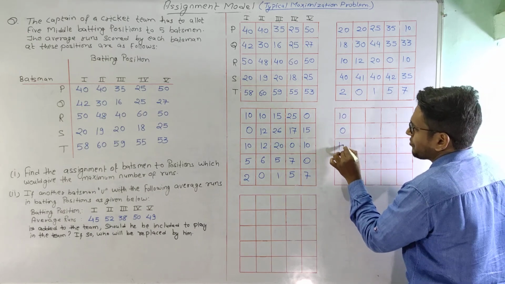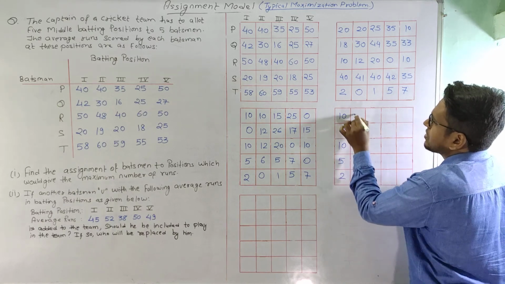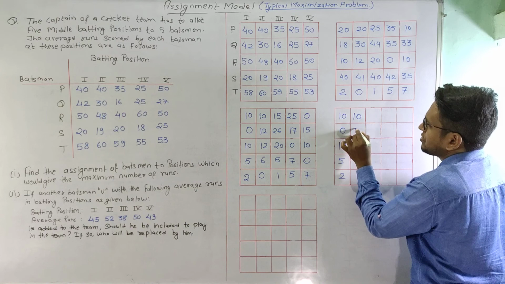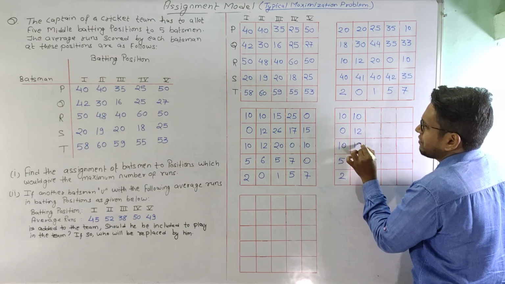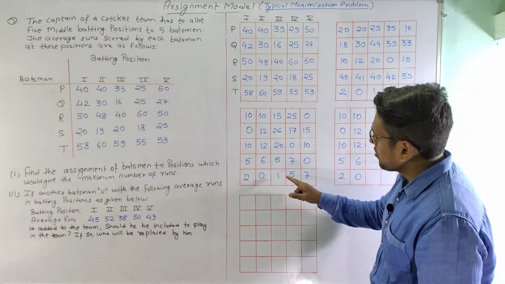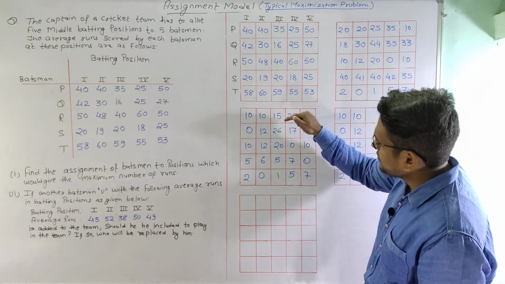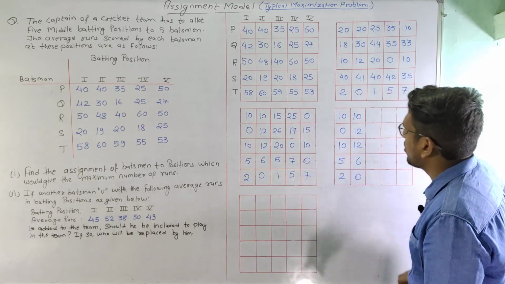10, 0, 10, 5, 2. This is 10, 12, 12, 6 and 0. Now in column 3, we can see the minimum value here is 1. So 1 is subtracted from each element in this column.